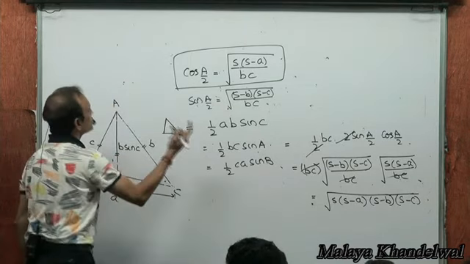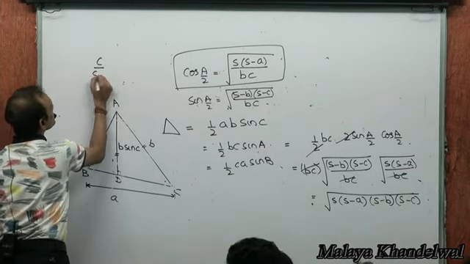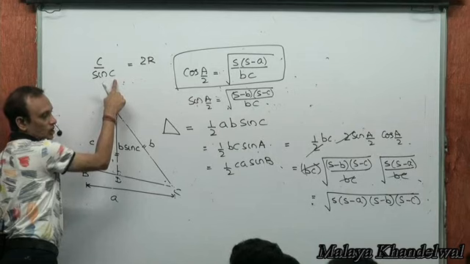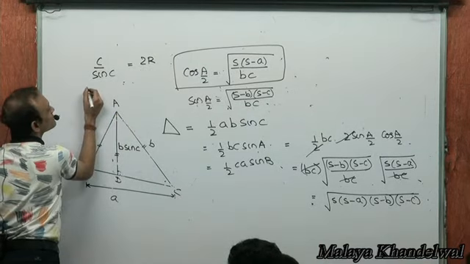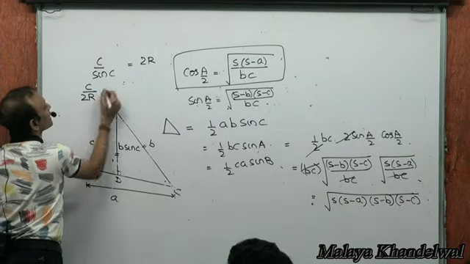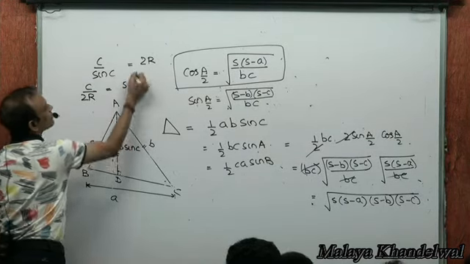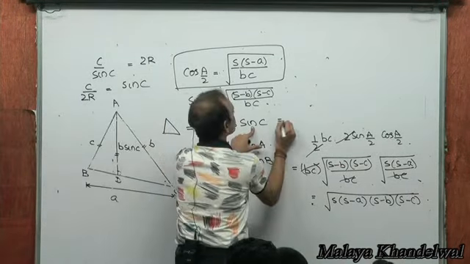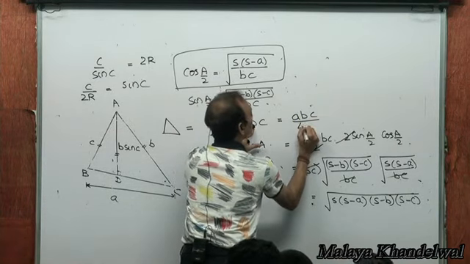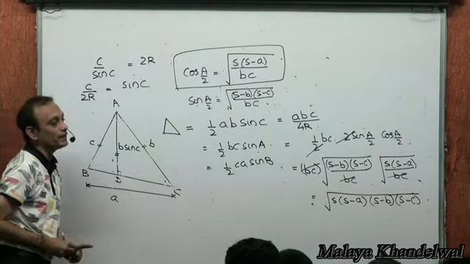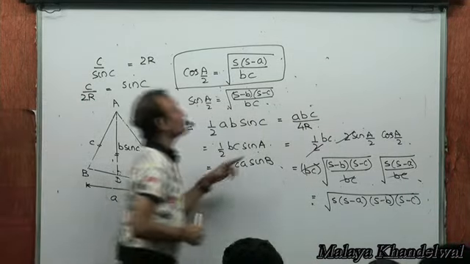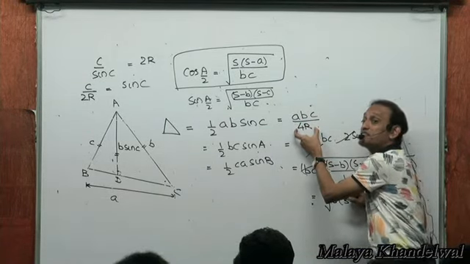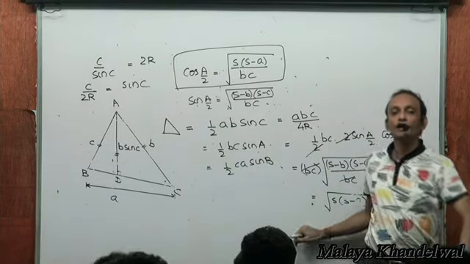Now, another version of the area of a triangle. See, c by sine C is 2R. Right? Any side divided by the sine of the angle opposite is twice the circumradius. That means c by 2R is sine C. So this sine C I can write as c by 2R. So this is abc by 4R, with sine C written as c by 2R. So the area of a triangle is also the product of all the three sides divided by 4 times the circumradius. That's another version for the area of a triangle.